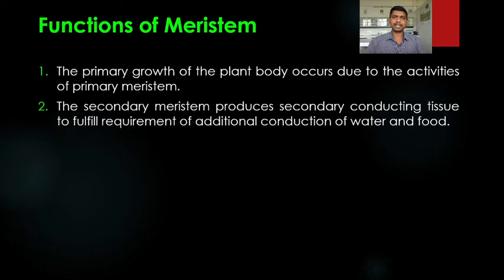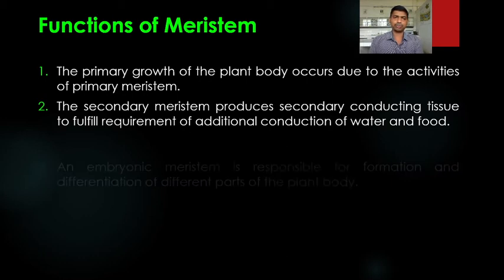Secondary meristem produces secondary conducting tissue to fulfill requirement of additional conduction of water and food. Secondary meristem, for example, cambium, whatever it is, intrafascicular or interfascicular cambium, it produces secondary xylem and phloem. So the function of the xylem is the conduction of water, while the function of phloem is the translocation of the food material. So these are the conducting tissue. So these secondary conducting tissues are produced by the activity of secondary meristem, fulfill the requirement of additional conduction of water and food.